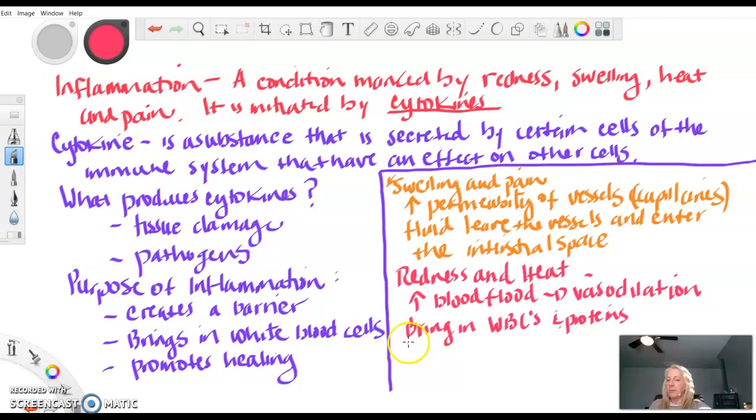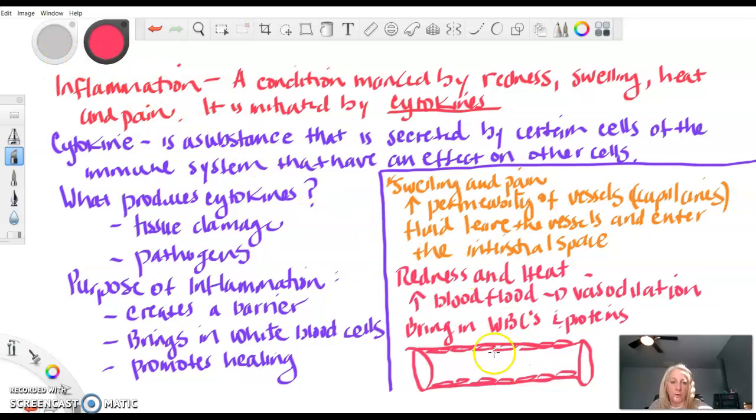So remember, I have my little vessel here. So the vessel, remember, the capillaries are just endothelium. And so that means these cells are going to be simple squamous cells. They're going to become more permeable. And when they're more permeable, fluid will leave just due to the blood pressure, the hydrostatic pressure. It will push more bulk flow of fluid out into the interstitial space. That will cause the swelling, and it can cause some pain as well.